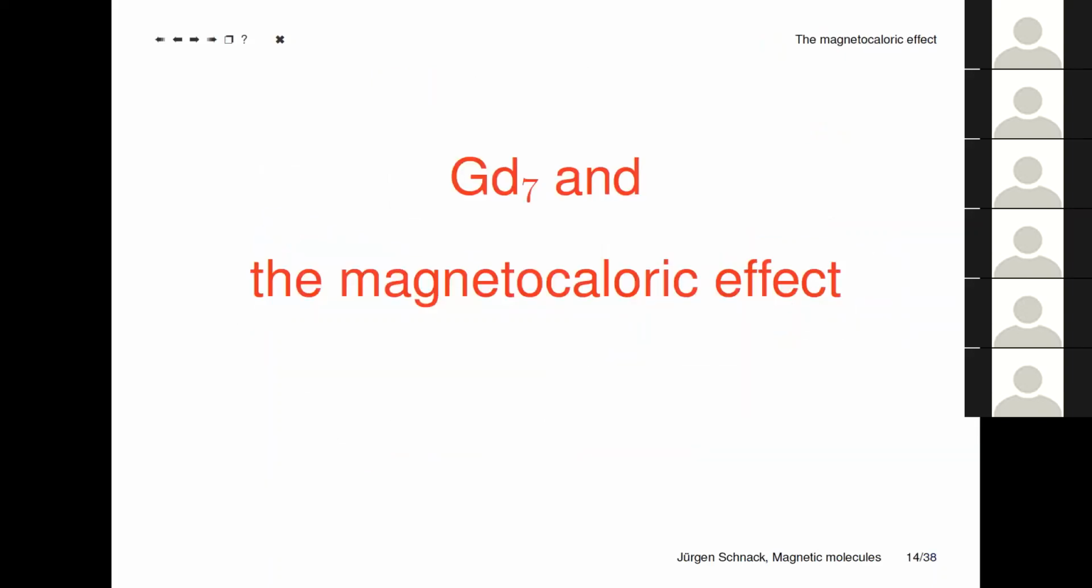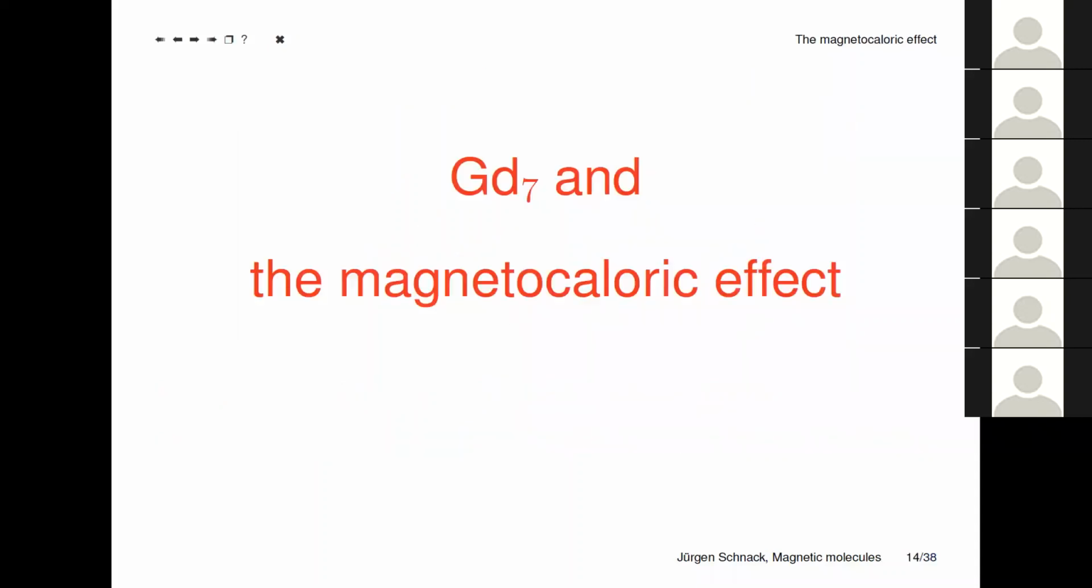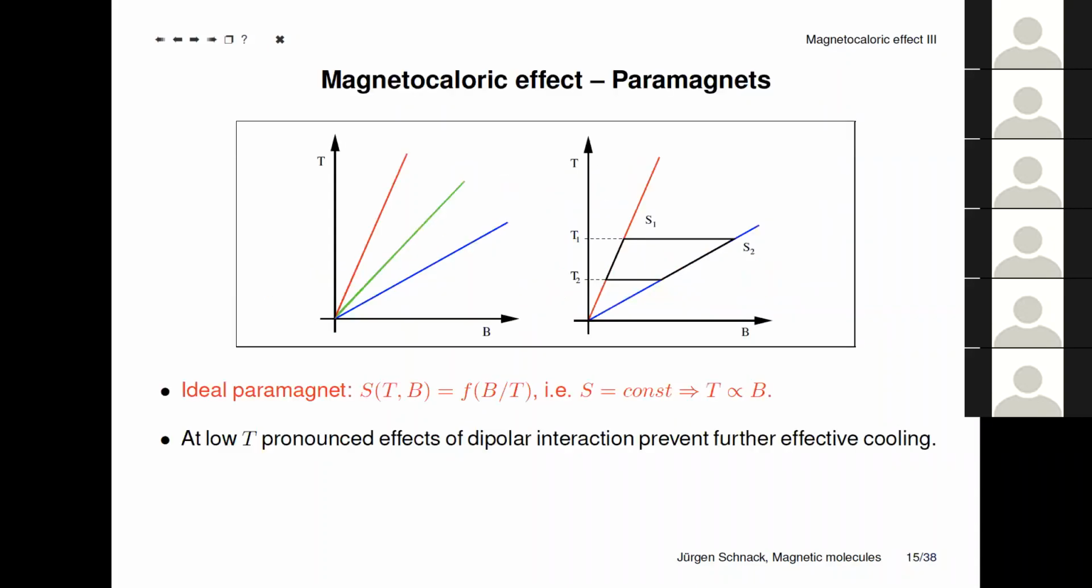So let me switch to what we can do with that. Okay, what can we learn? And here's a somewhat older result, Gd7, for which we investigated the magnetocaloric effect. And let me show this slide as a reminder of what the magnetocaloric effect was. This effect means that a magnetic material changes its temperature if you sweep the field.